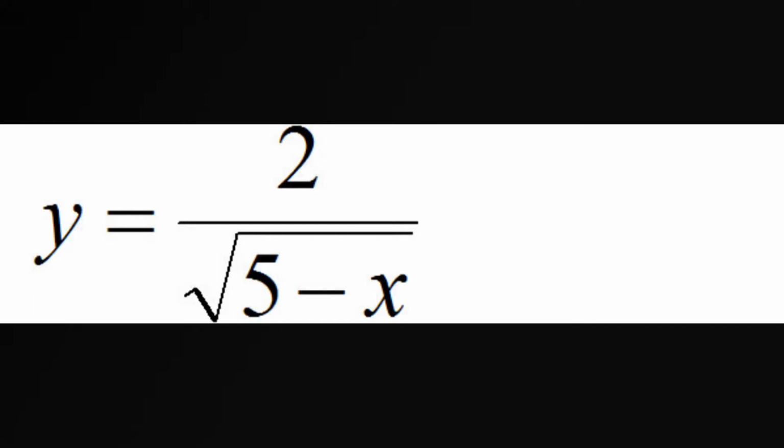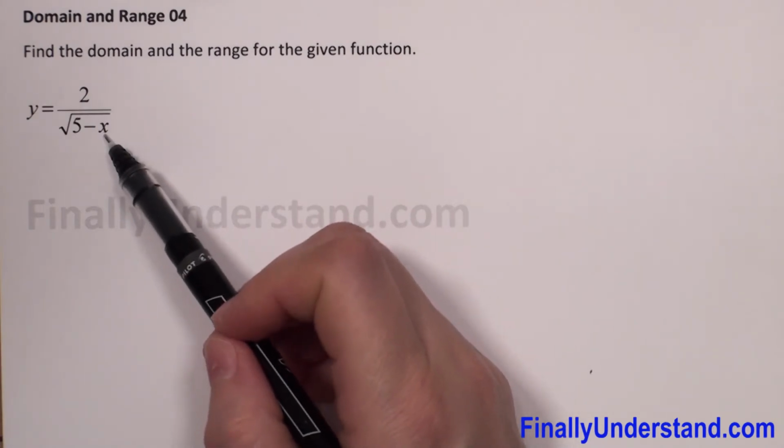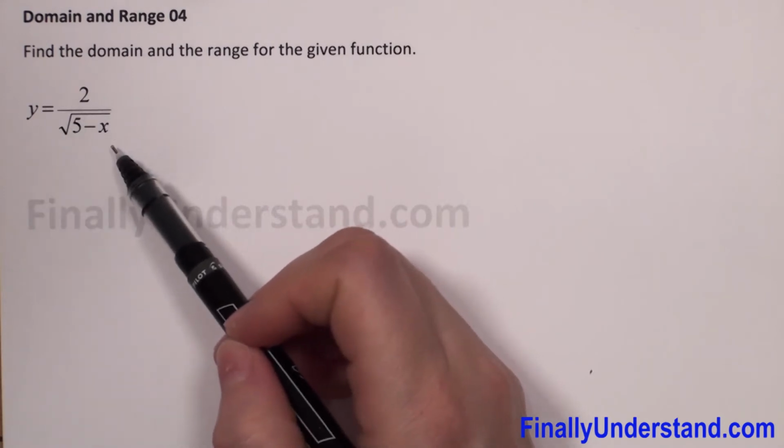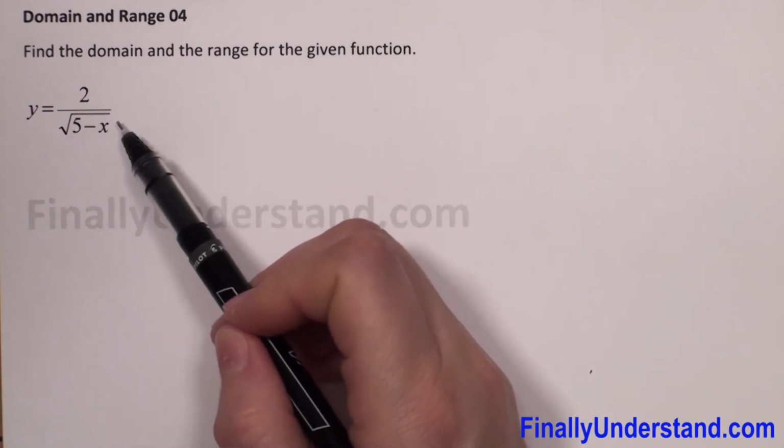First, we have to find the domain of this function. When we have to find the domain, it means we have to find all possible values of x for which this function is defined. Let's see what we have here. We have square root in denominator.